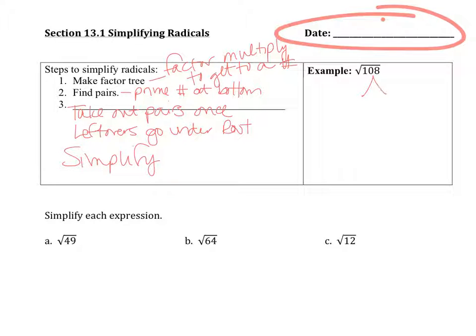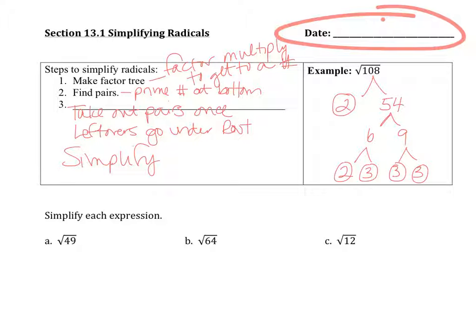I'm going to factor 108. So I know that two numbers that multiply to 108 are 2 and 54. 2 is a prime number, so I'm going to circle that. Two numbers that multiply to 54 are 6 and 9. Keep factoring here. This is 2 times 3, and this is 3 times 3. I'm going to circle all my factors.